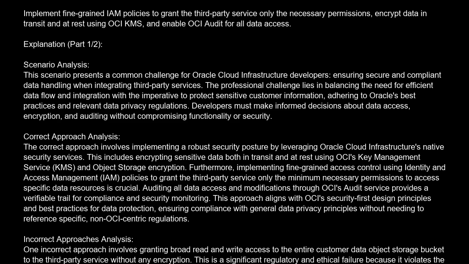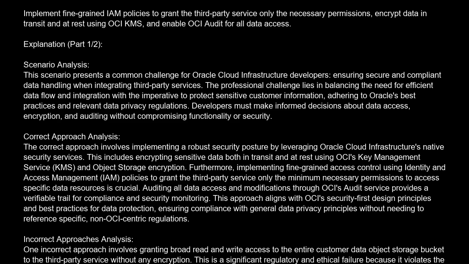Correct approach analysis. The correct approach involves implementing a robust security posture by leveraging Oracle Cloud Infrastructure's native security services. This includes encrypting sensitive data both in transit and at rest using OCI's Key Management Service, KMS, and object storage encryption. Furthermore, implementing fine-grained access control using Identity and Access Management, IAM, policies to grant the third-party service only the minimum necessary permissions to access specific data resources is crucial.